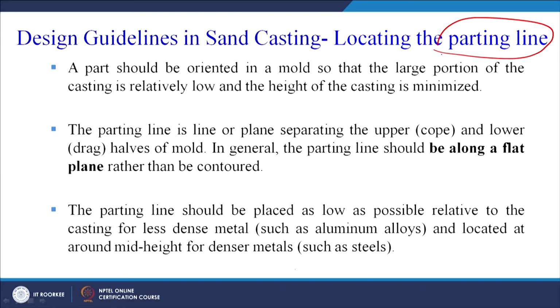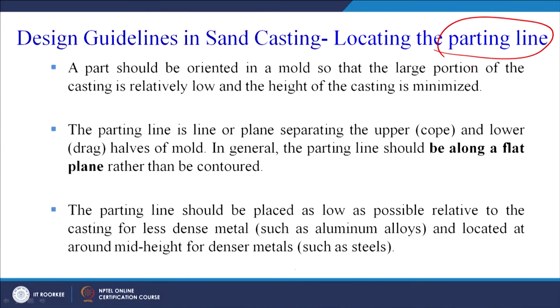We have already seen what is a parting line. So this is a guideline relating to the parting line. A part should be oriented in the mold so that the large portion of the casting is relatively low and the height of the casting is minimized. So we have to decide how much of the casting has to be in the cope part and how much has to be in the drag part.